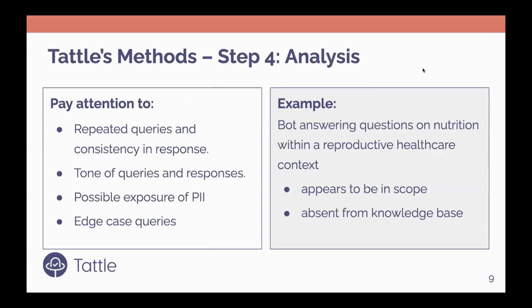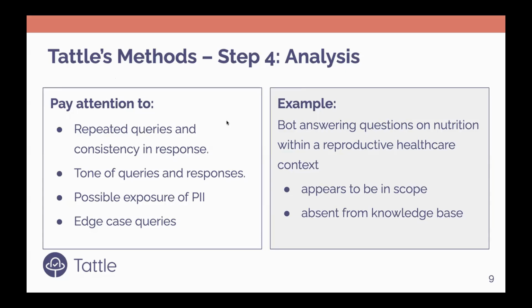Finally, we conducted the analysis. A lot of what the analysis required was, over a period of time, we identified that one thing we needed to always check for was whether there was consistency in the bot responses. What was the tone of queries that were being asked and what was the tone of the LLM's response. Checking for different kinds of exposure of PII, and then any other edge cases that came up, to see those as things that can potentially become harmful over time.